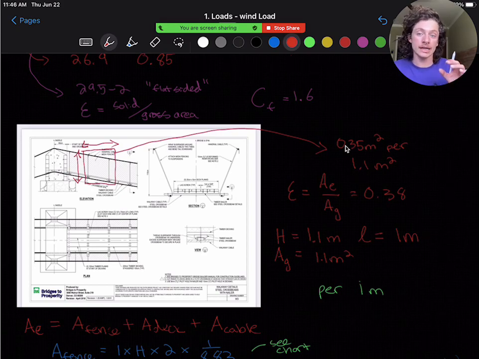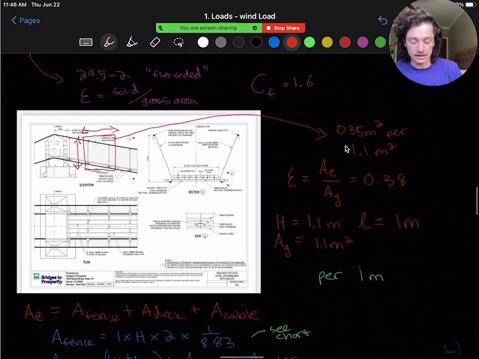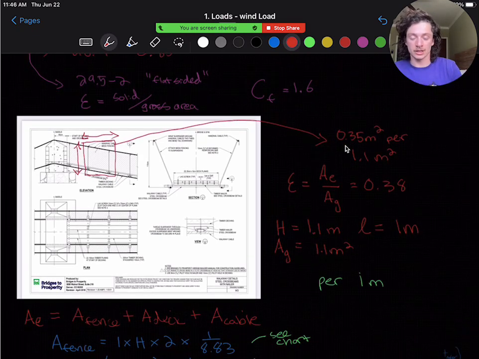And in that gross area of 1.1 meters squared, we have an effective area that is a combination of the fence, the deck, and the cable. The fence we can take as that 1 meter multiplied by the height of the fence, which is 1.1 meters, times 2, because we're passing through two sections of fence, and divided by 8.83, which comes from a chart that is in the course textbook. It's specific for this type of fence based on the mesh and the pattern of the mesh, how much solid area there is to gross area.